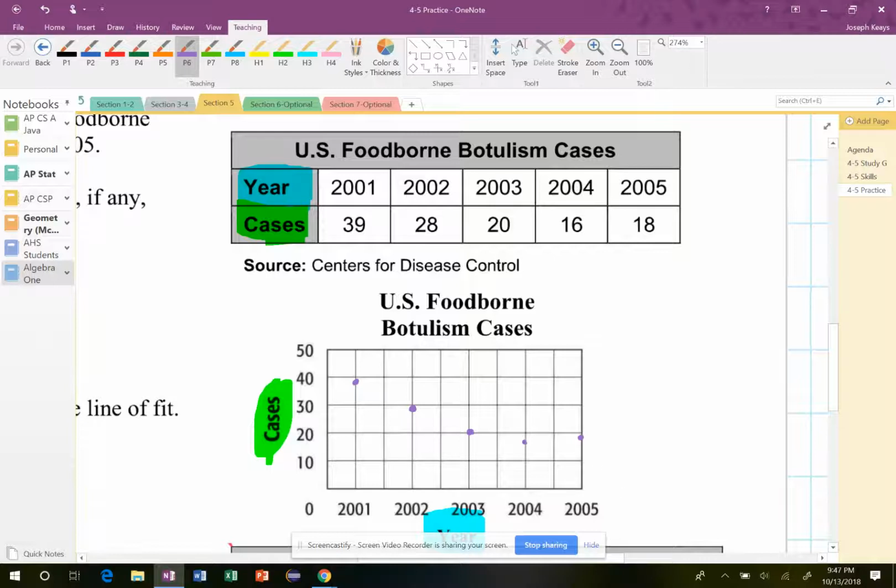So as a review of how to describe this, I would say this scatter plot shows a moderately strong linear negative correlation between years and cases dealing with foodborne botulism cases. So let's create another video on the next skill.